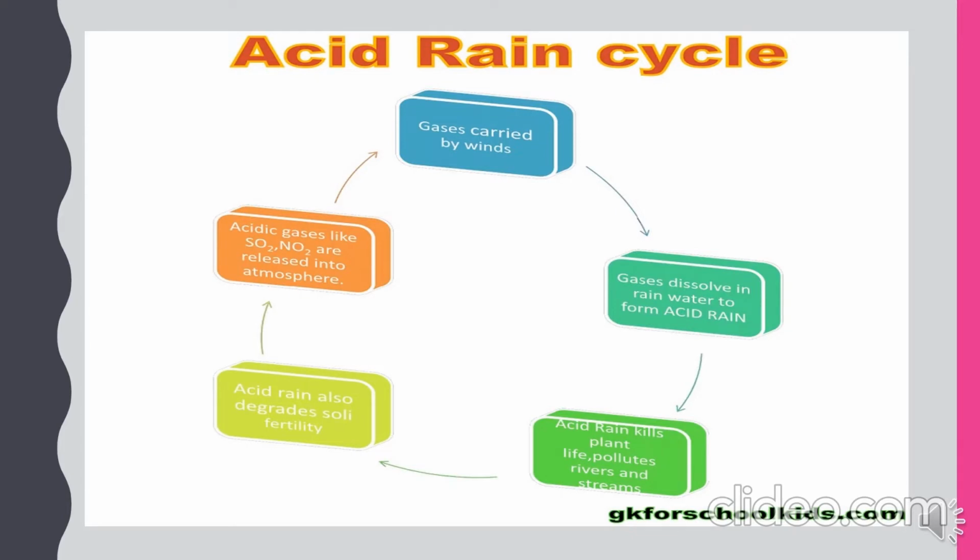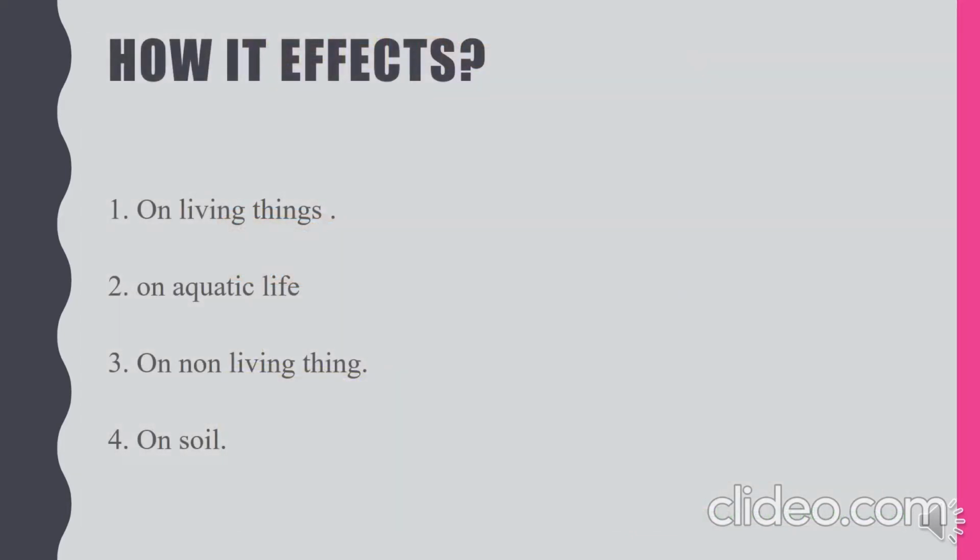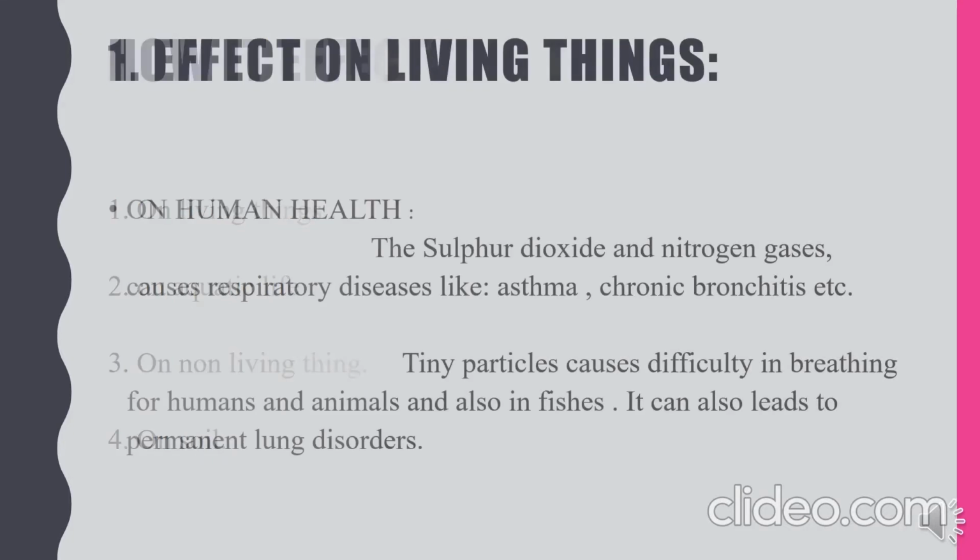Acid rain cycle. How it affects living things, non-living things, soil, and aquatic life. Effect on living things, on human health. The sulfur dioxide and nitrogen gases cause respiratory diseases like asthma, chronic bronchitis, etc. Tiny particles cause difficulty in breathing for humans, animals and fishes. It can also lead to permanent lung disorders.